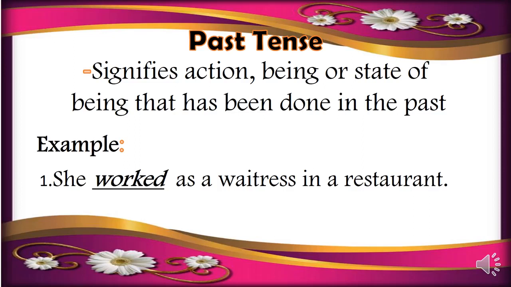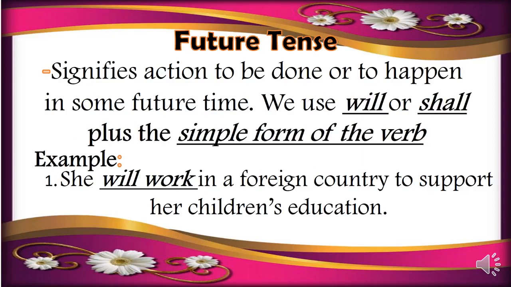Example, she worked as a waitress in a restaurant. And the underlined word added ed at the end of the word that signifies action that has been done in the past. And then we have the future tense.